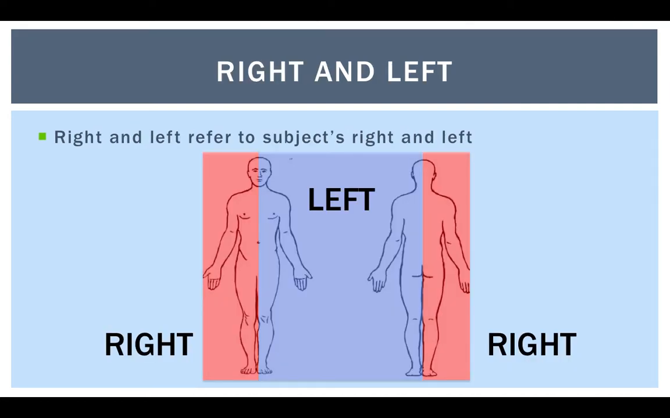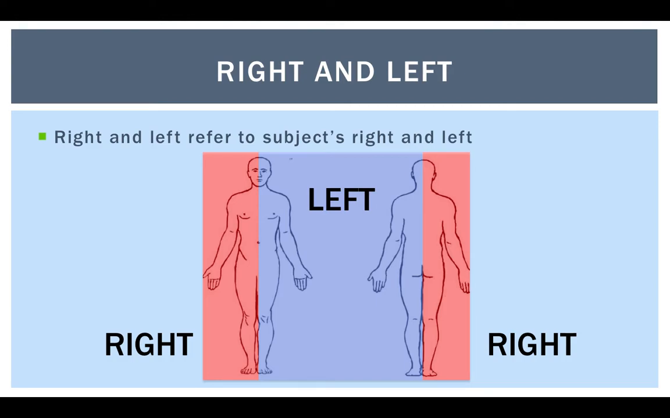Right and left. Right and left refer to the subject's right and left. So you'll see in this diagram that the right side of the body is in red, the left side of the body is in blue. Right and left are very easy when we're looking at a diagram from behind. The right is on the right side of the diagram, the left is on the left side of the diagram. However, when the subject is facing us, the right side of the patient is on the left side of the diagram, and the left side of the patient is on the right side of the diagram.